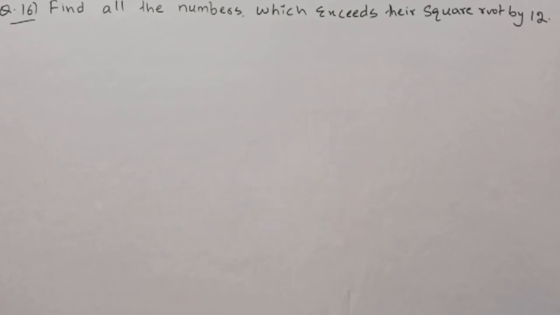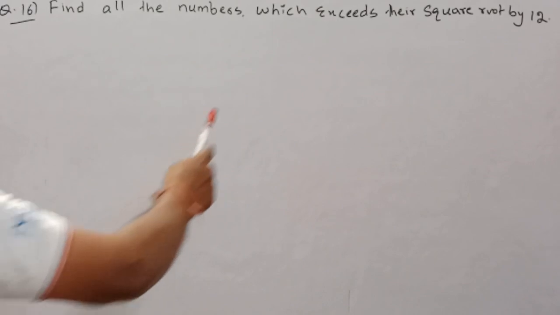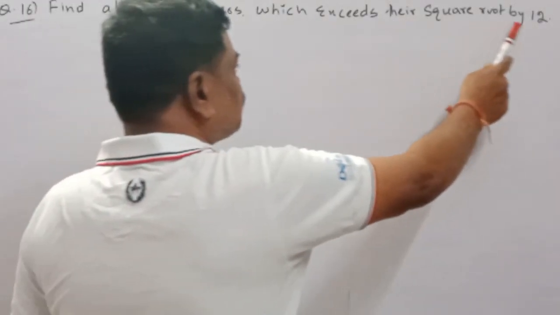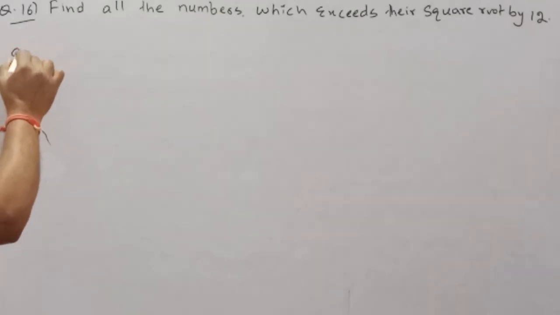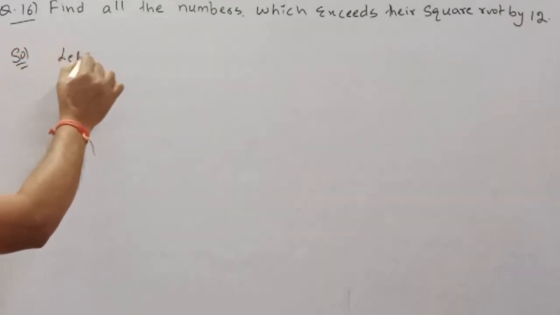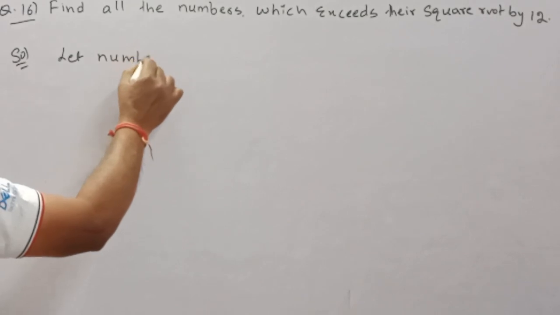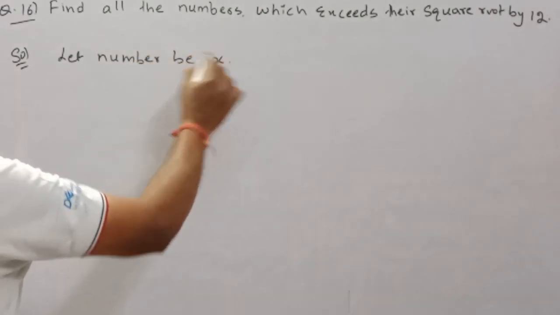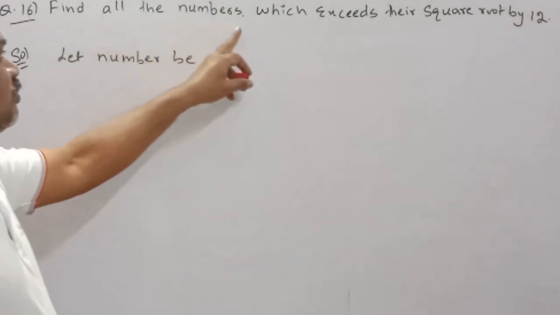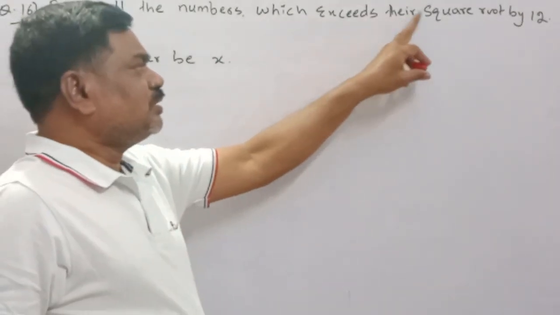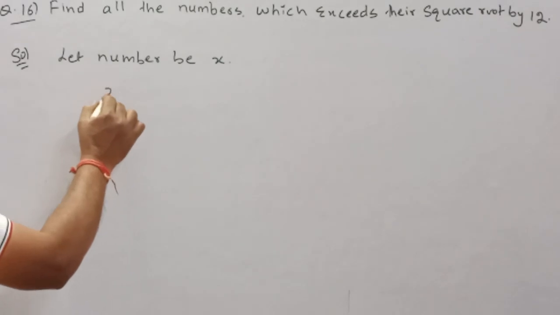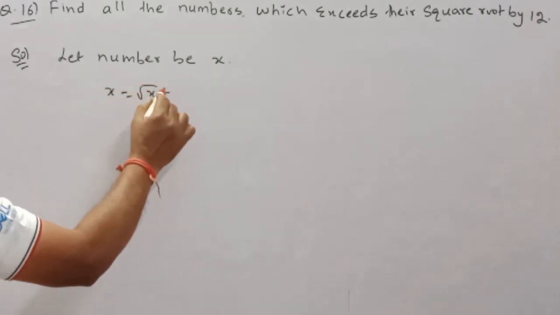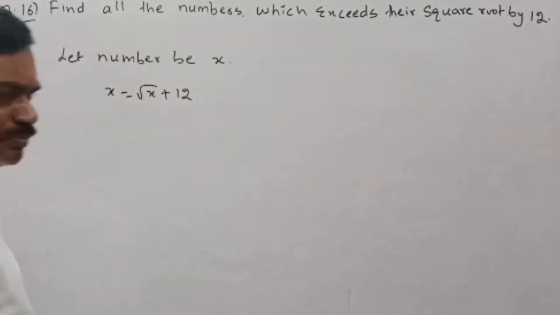Here is one more problem from quadratic equations. Find all the numbers which exceed their square root by 12. Let the number be x. Find all numbers which exceed their square root by 12. So here x is equal to root x plus 12 is the condition.